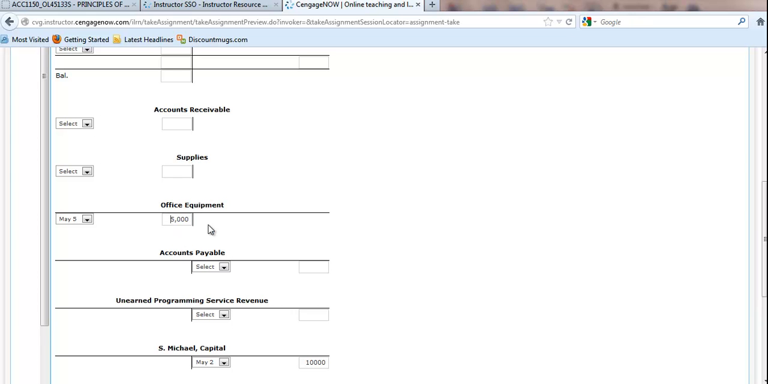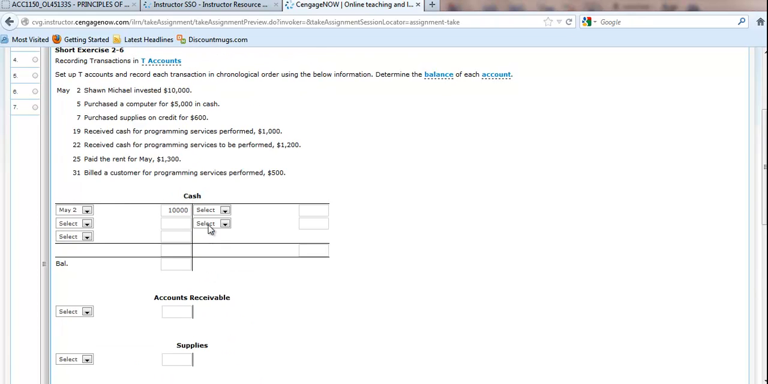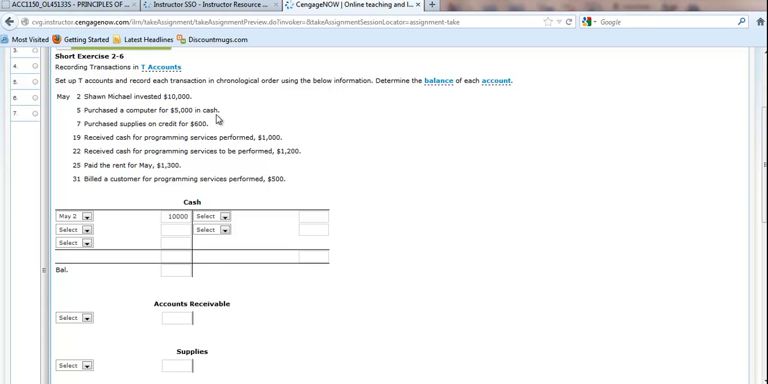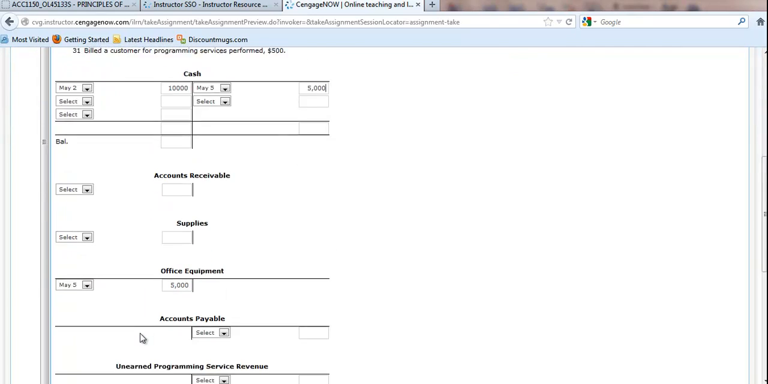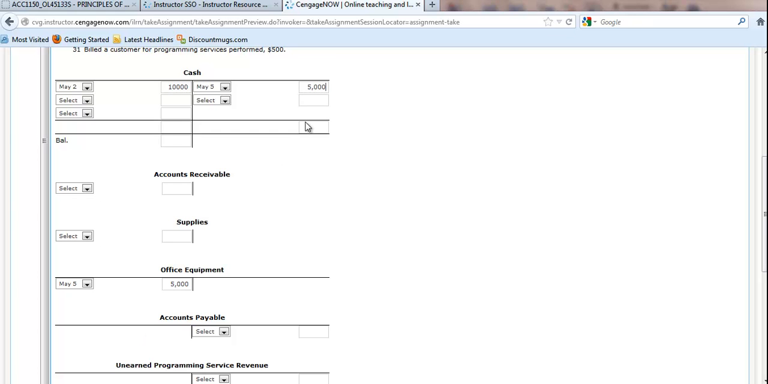How did I pay for that office equipment? Well, it says in cash. So if I spent cash, that's a decrease in cash of $5,000. So I have a debit down here to office equipment, a credit to cash. My debits equal my credits on May 5th.